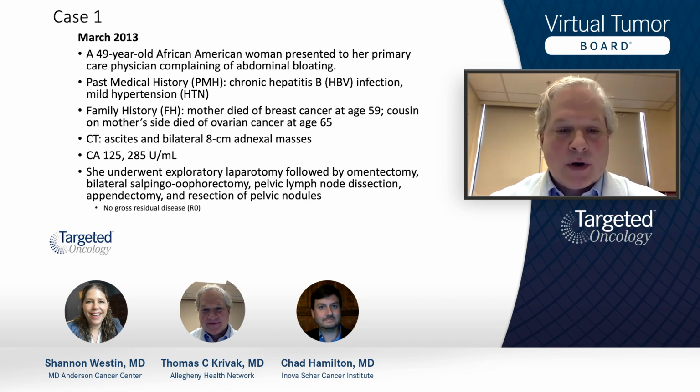She was seen by GYN Oncology and underwent exploratory laparotomy, followed by omentectomy, bilateral salpingo-oophorectomy, pelvic lymph node dissection, appendectomy, and resection of pelvic nodules, and was optimally debulked to no gross residual disease, to microscopic disease. So with how Dr. Weston has highlighted some of the testing and stratification, what testing will we order at this point? When do we typically test for BRCA1 and 2 mutations?